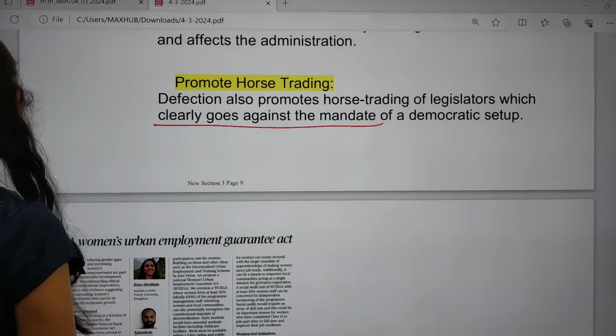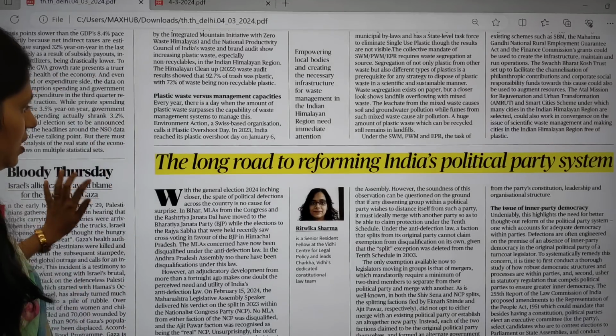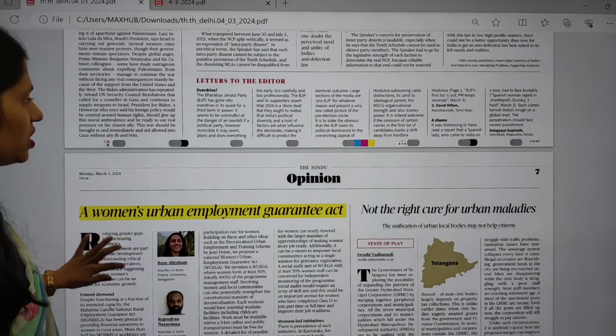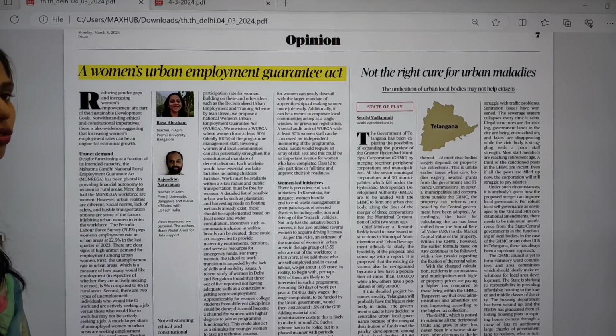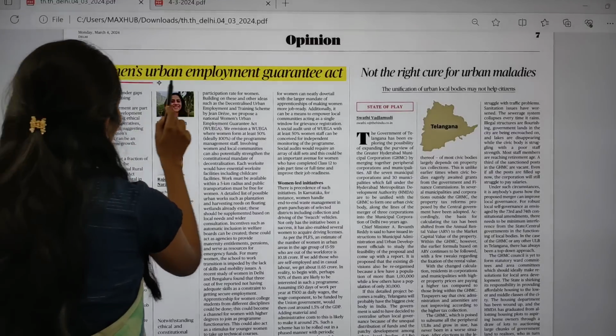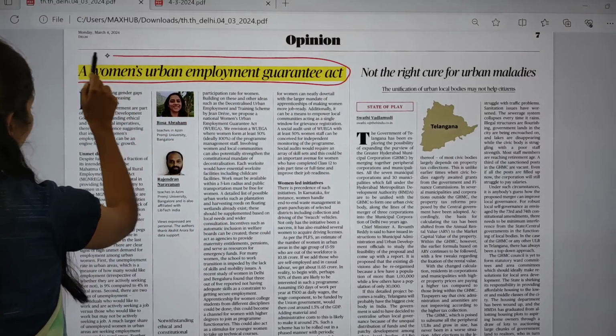Now let us move on to the next topic. You can go to this opinion page. Here you can see one important article. This article is talking about women empowerment indirectly. The title says a Women's Urban Employment Guarantee Act.